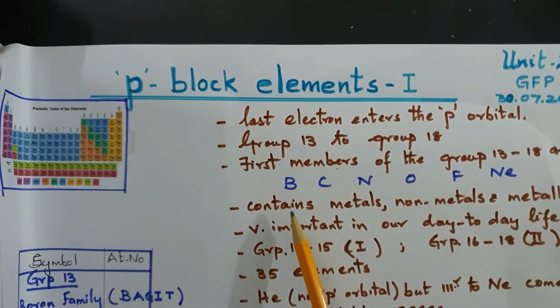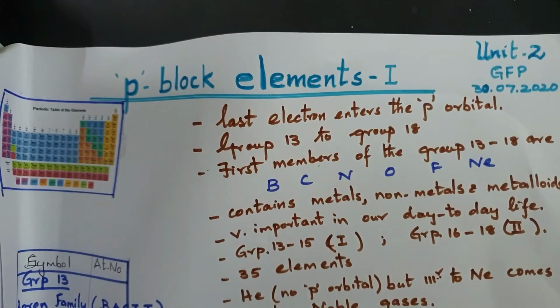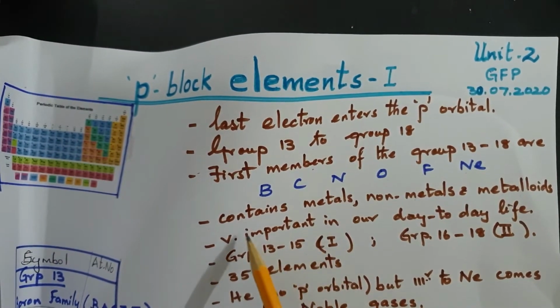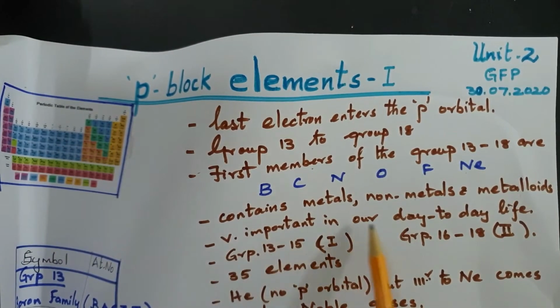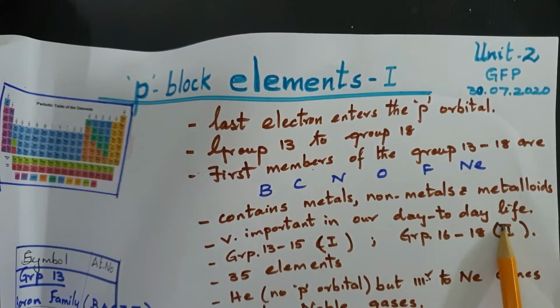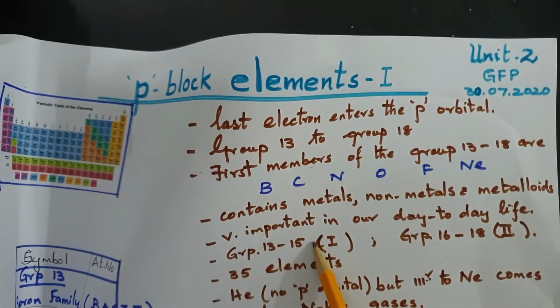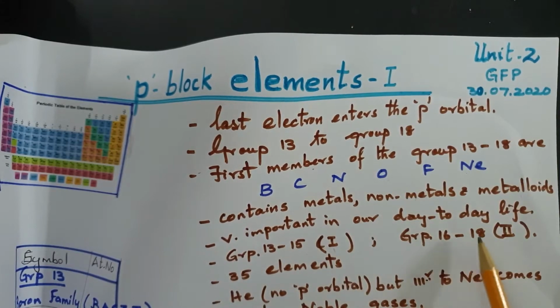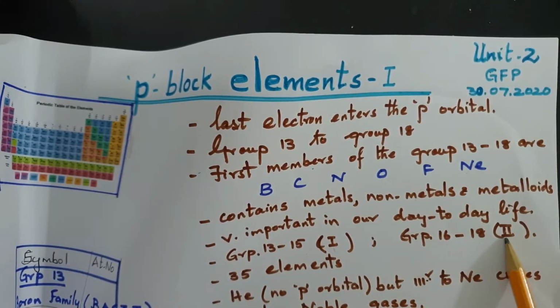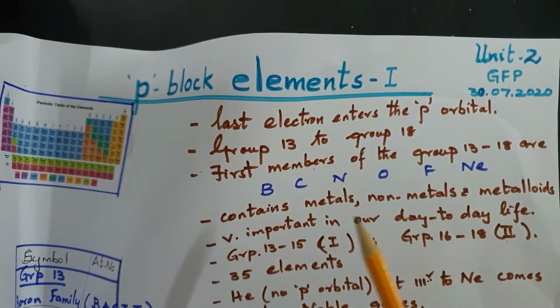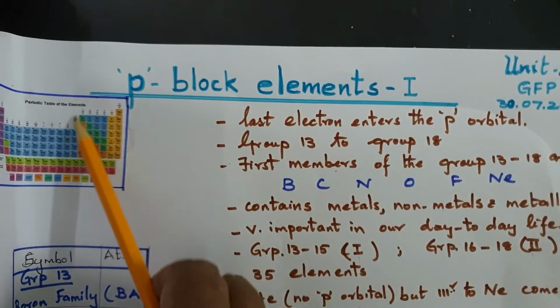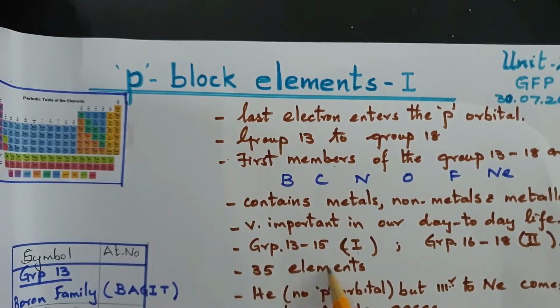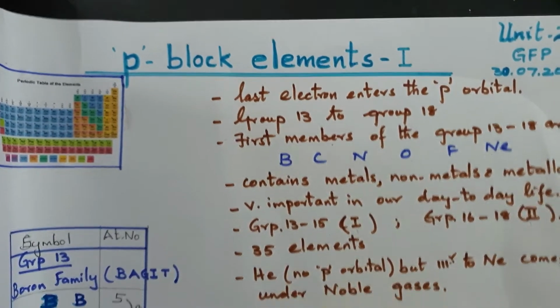The p block elements mainly consist of metals, non-metals as well as metalloids. All the elements are very important in our day-to-day life. Groups 13 to 15 will be discussed in the second unit, whereas groups 16 to 18 will be discussed in the third unit. Totally, in the p block you have 35 elements.